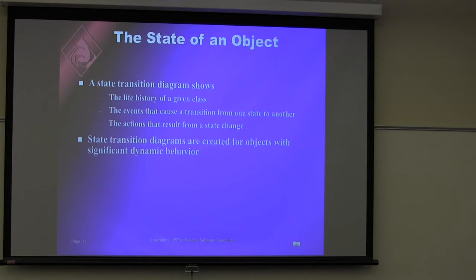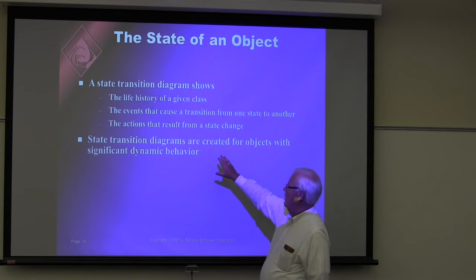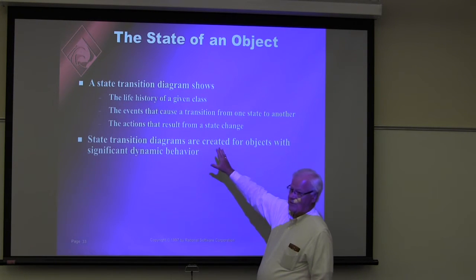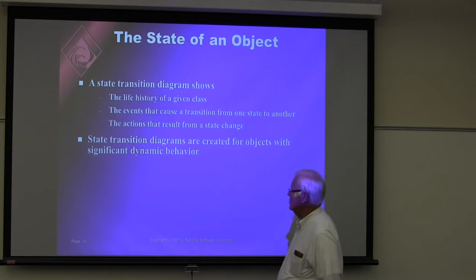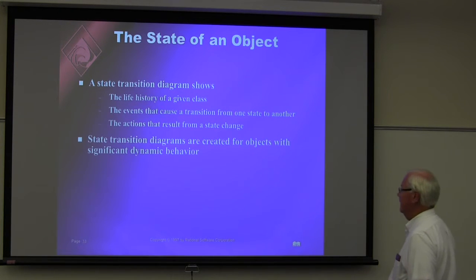The state of an object shows the life history of a given class, the events that cause a transition from one state to another, the actions that result from a state change. State transition diagrams are created for objects with significant dynamic behavior. So if you've got an object that has a lot of behavior happening dynamically, in other words, quickly, then a state transition diagram is a good thing to have, to show why it changes.